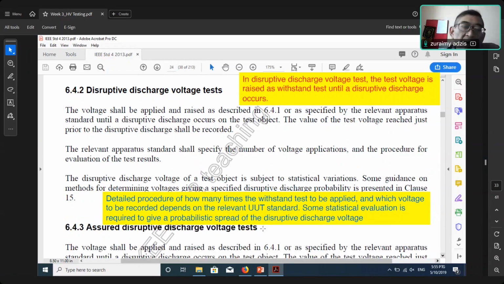The first one is whether the insulation can withstand the given voltage for 60 seconds. The second one, 6.4.2, is the voltage which causes the insulation to break down, while 6.4.3 is the voltage at which you are sure that if you apply it, breakdown will occur. So it looks a bit confusing from my explanation, but let's use ChatGPT in this case.